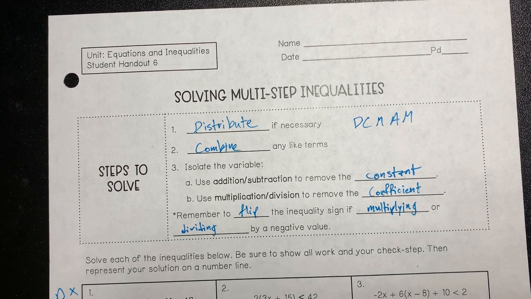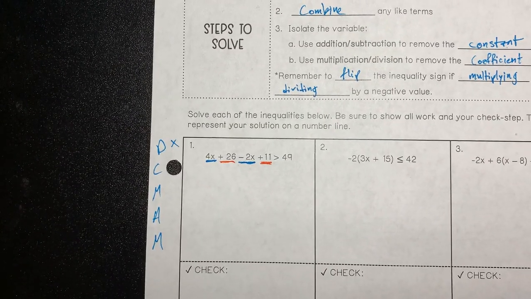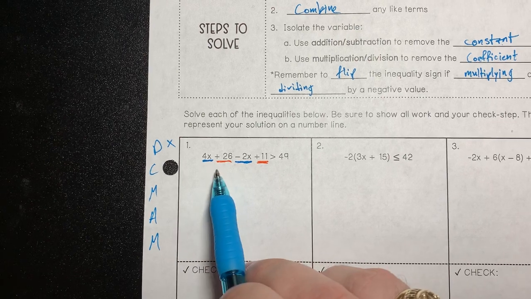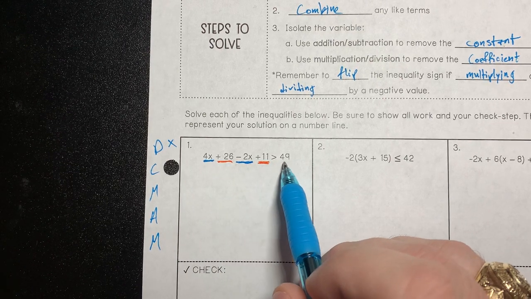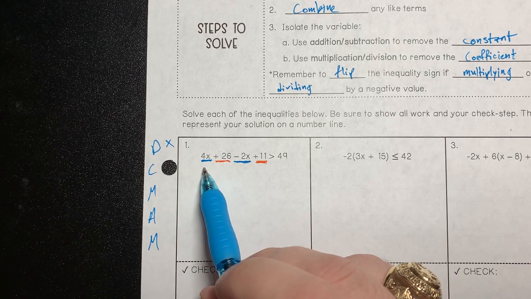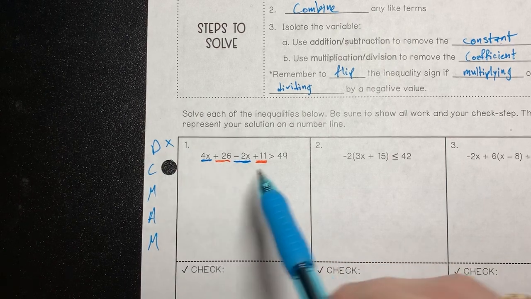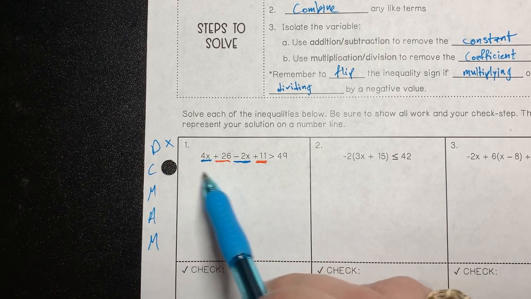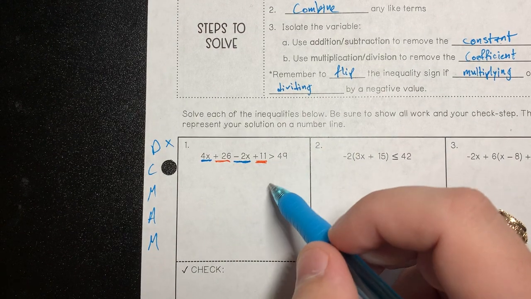All right. So for this first one, I can see here that we have 4x plus 26 minus 2x plus 11 is greater than 49. So first off, I need to see here, do I have any parentheses? Well, I already put an X here because I don't see any parentheses, right? So I don't have to distribute anything on either side of this greater than sign.